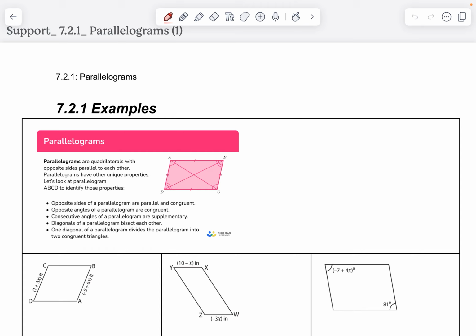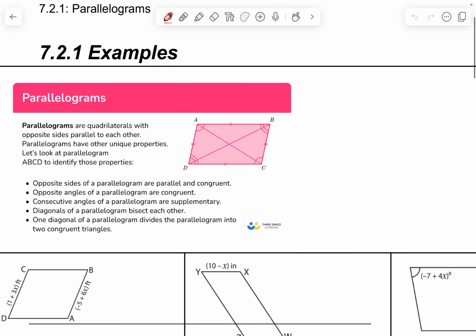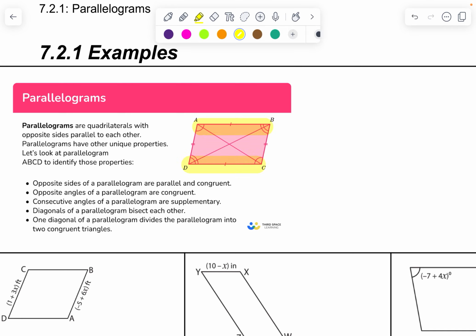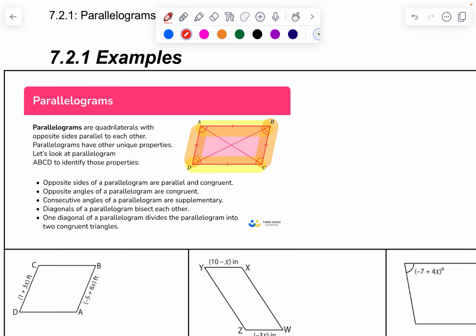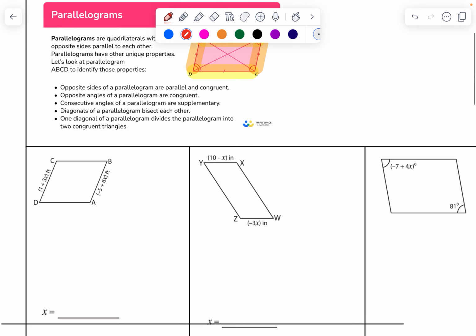A parallelogram, recall, is a quadrilateral with opposite sides parallel to each other. They also have opposite sides that are parallel and congruent. So AB and DC are both parallel and congruent, and AD and BC are also parallel and congruent. Opposite angles are congruent. Consecutive angles are supplementary. The diagonals bisect each other, and one diagonal divides the parallelogram into two congruent triangles.